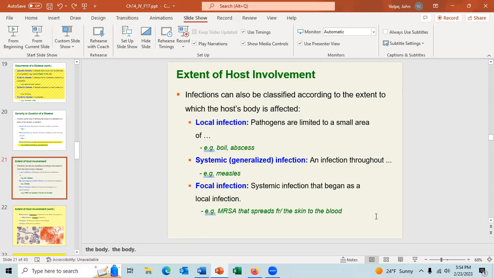Now, a local infection can become a systemic infection, and that we call a focal infection, where the systemic infection began as a local infection. Like when MRSA, multi-drug resistant Staphylococcus aureus, starts as a skin infection and then invades the blood, and then can be spread by the blood elsewhere in the body, causing a systemic infection. Any question about any of that?